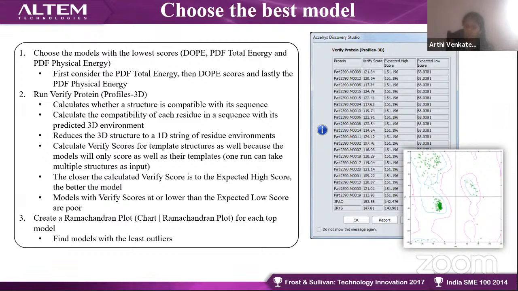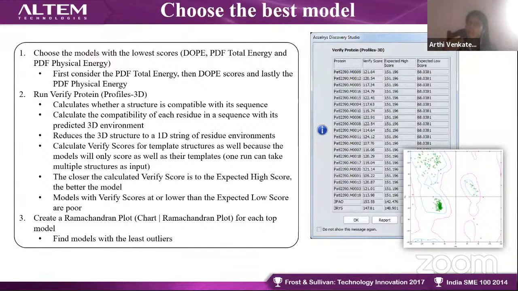PDF is nothing but probability density function score. So once you have taken your PDF total energy, then you have to look for the DOPE score, and finally you will find out the physical energy. So how will you choose the physical energy? You will have an option for PDF total energy, DOPE score, and lastly the PDF physical energy.